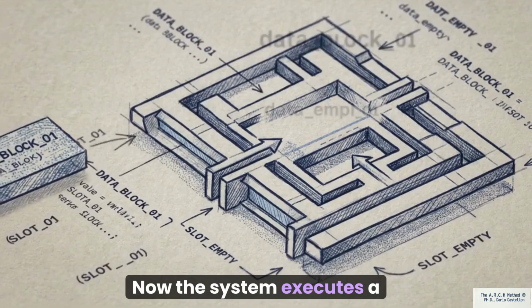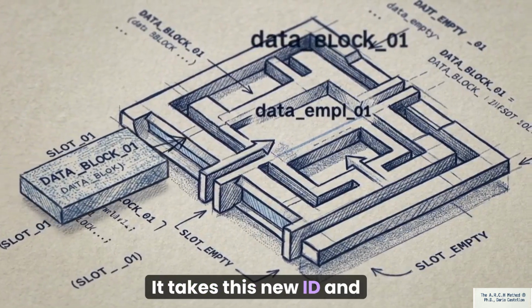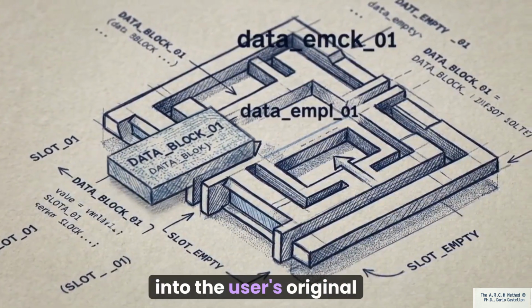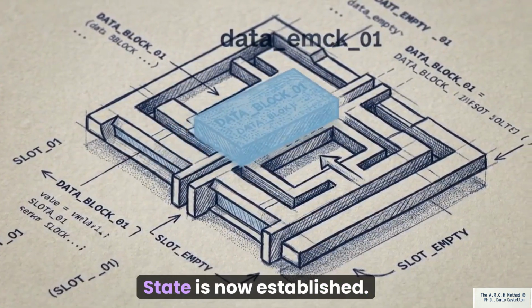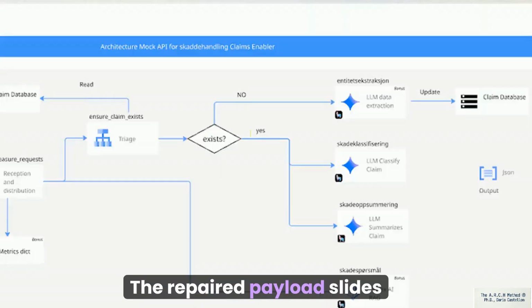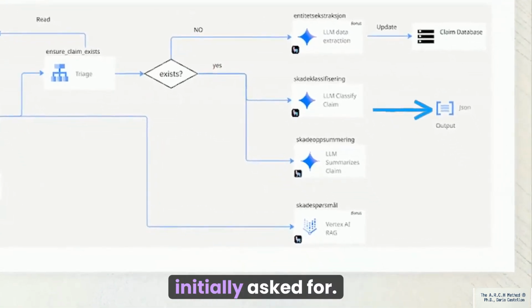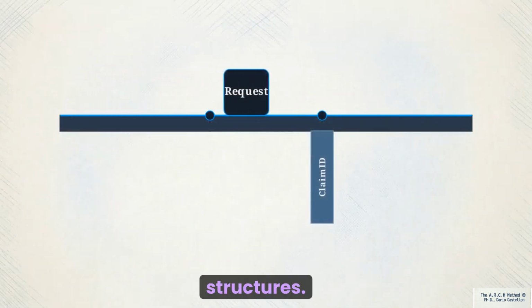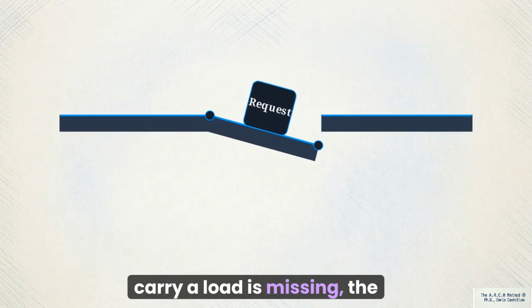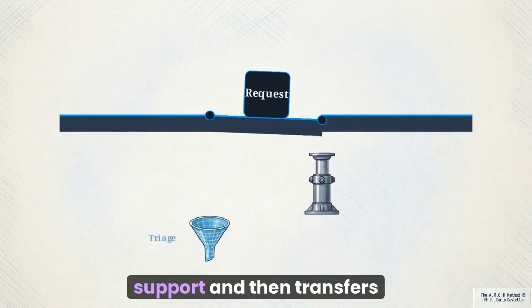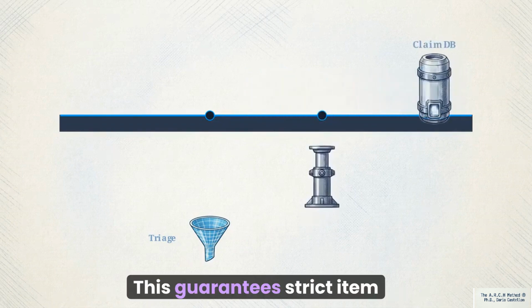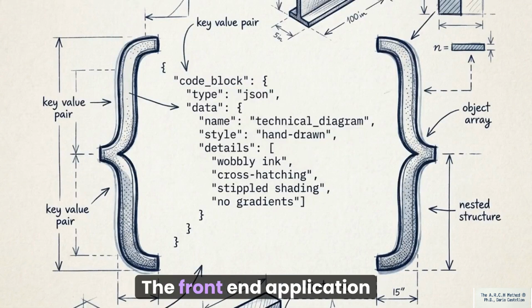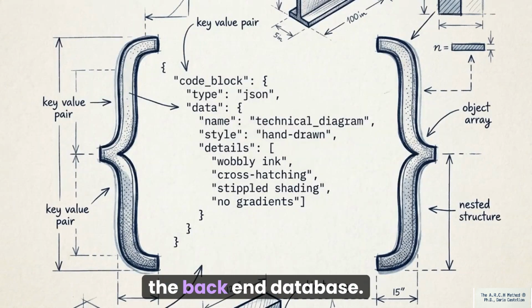Now the system executes a recursive step. It takes this new ID and automatically re-injects it into the user's original suspended request. State is now established. The repaired payload slides smoothly down the yes path, continuing toward the specific endpoint the client initially asked for. It acts exactly like dynamic load bearing in physical structures. If the support required to carry a load is missing, the system halts, builds the support, and then transfers the weight. This guarantees strict item potency. The front-end application receives a predictable response, completely insulated from the gaps in the back-end database.